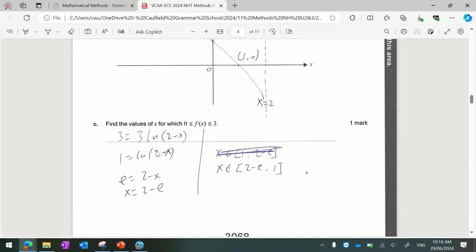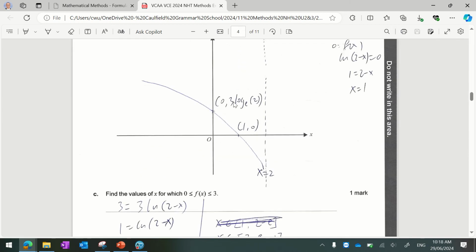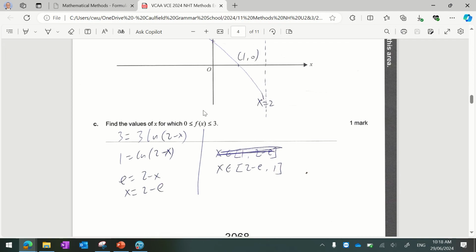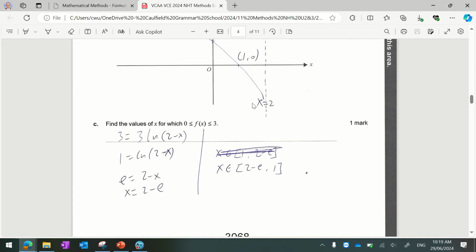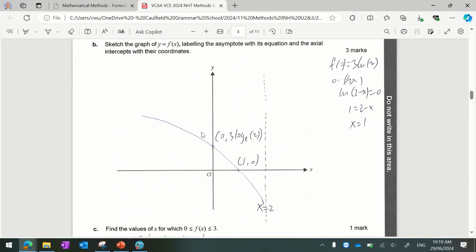And then it says find the values of x for which the y value is between 0 and 3. Well, you could visualize this. You could draw the line y equals to 3 somewhere, but it's not necessary. So I made the function equal to 3, and then I get the x value. And I know that that's going to be the smaller x value because when the y value is 0, I'm over here. Right? When the y value is 0, I'm over here. And then when the y value is 3, I'm over here somewhere.